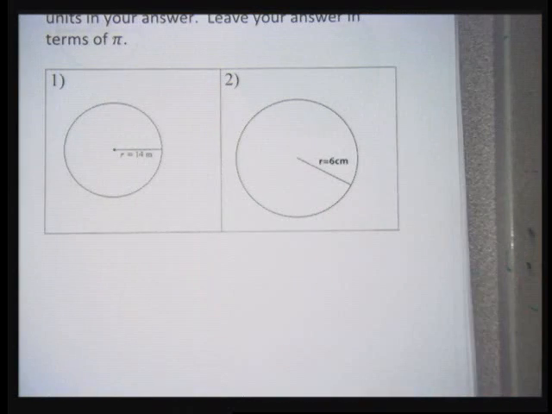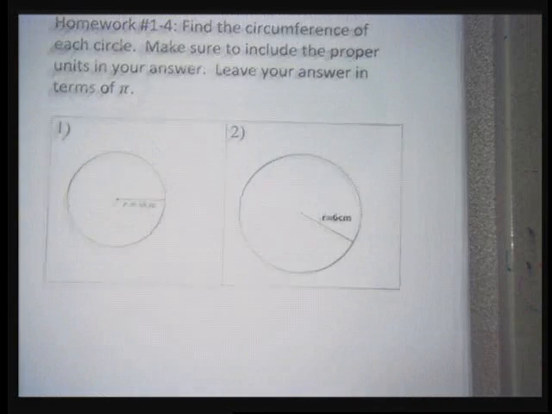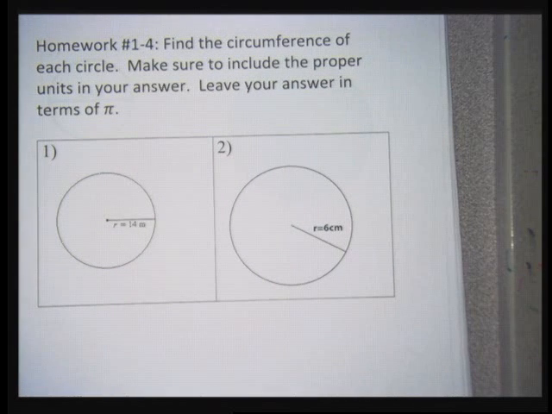Okay, so now some simple homework problems. For 1 through 4, it says find the circumference of each circle. Make sure you include the proper units. So in my problem number 2, my units are going to be centimeters. I'm not going to show them until I get to my answer. When you do problem 1, your units are going to be meters.